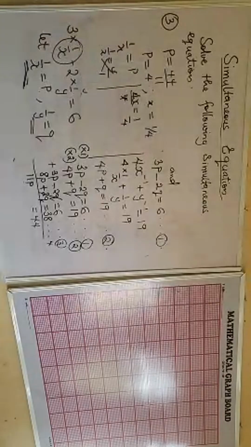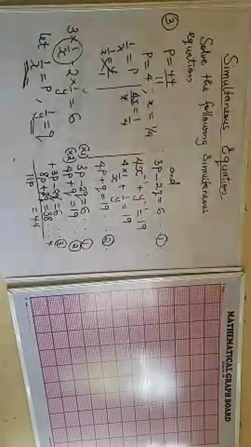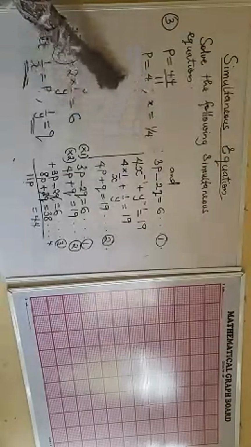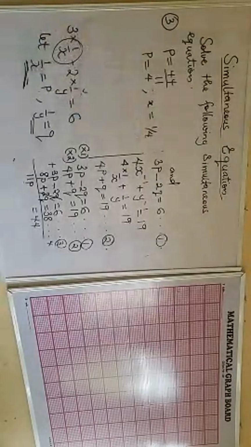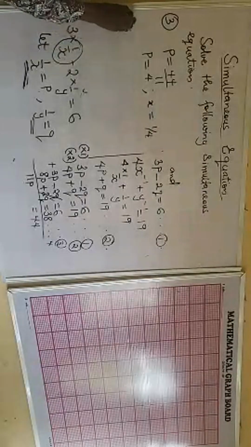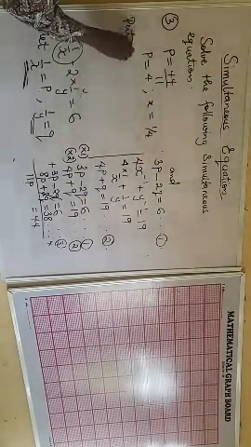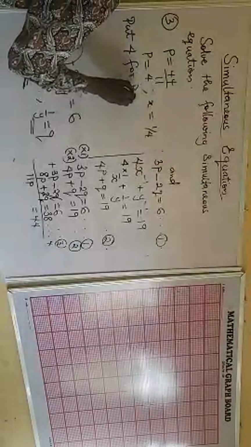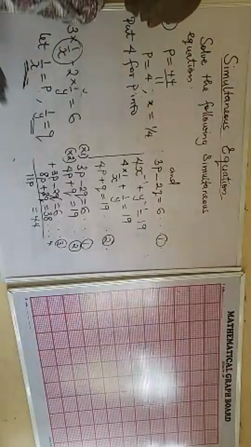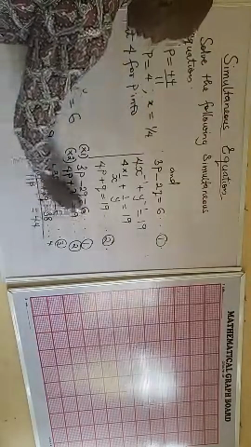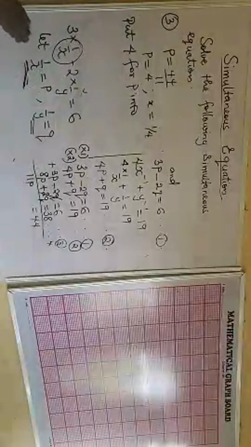So the simple method I used to teach my children is just reciprocate and get your value of X. Just reciprocate, or multiplicative inverse, and get it. But if I want to get my Q, I will be using P, not X. I'm going to put 4 for P into either equation 1 or equation 2. Take note, not 3 and 4. You put it into either equation 1 or equation 2.